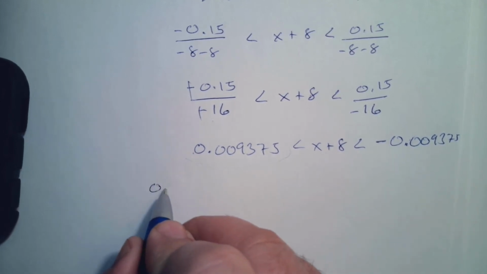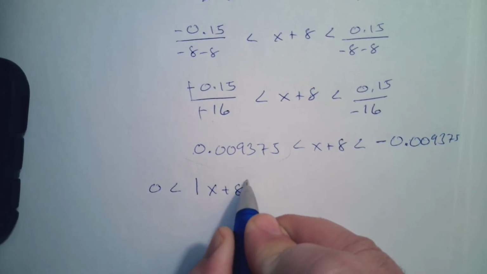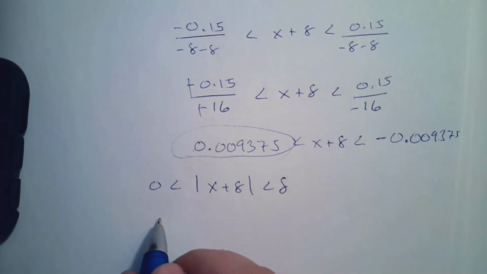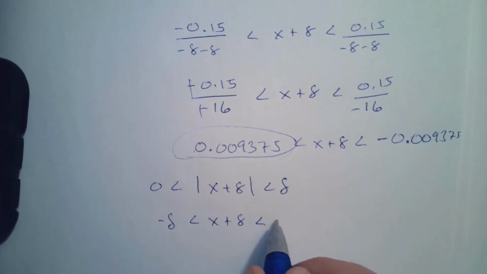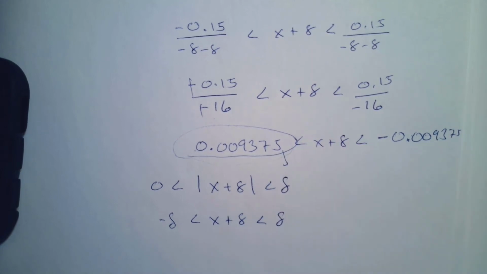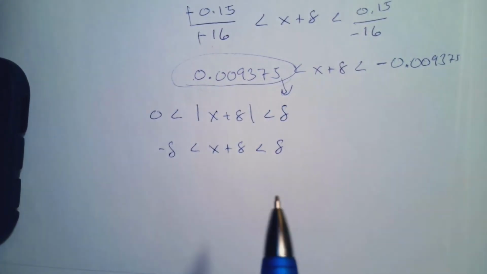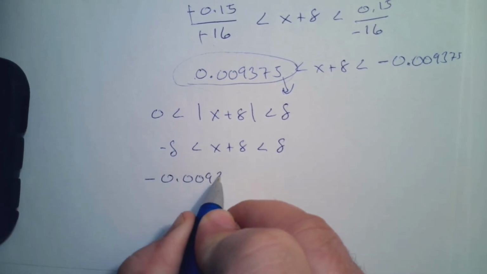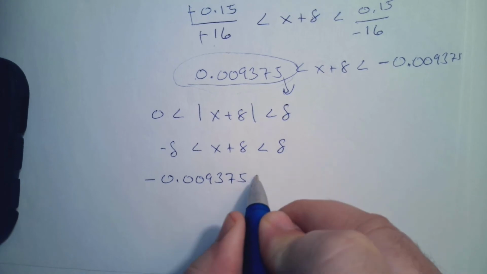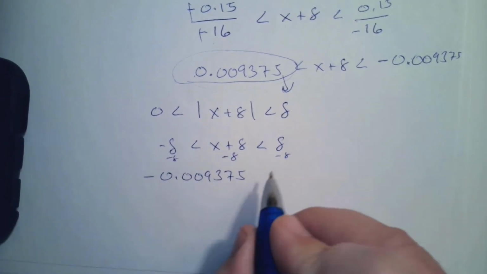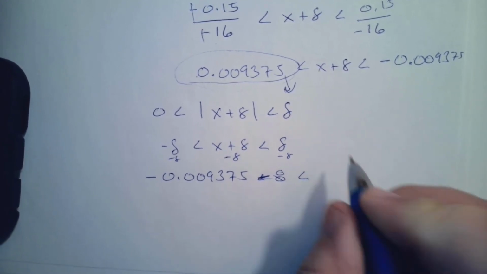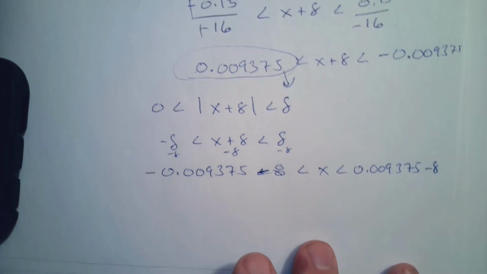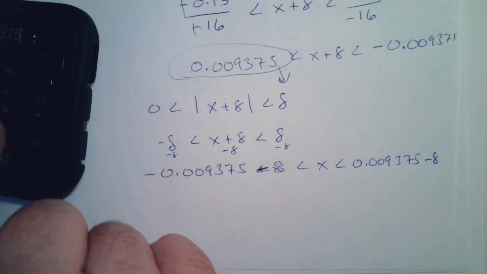So then we look at this. This is for our gamma or delta. So I have negative 0.009375 less than x plus 8 less than 0.009375. We want to subtract 8 from both sides, so negative 0.009375 minus 8 less than x less than 0.009375 minus 8.